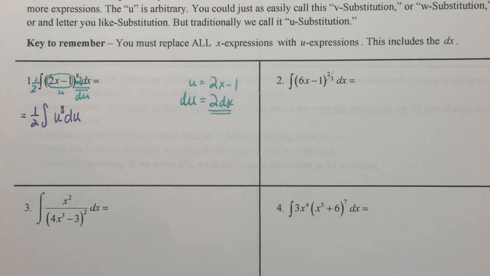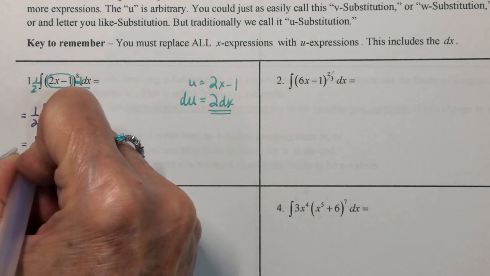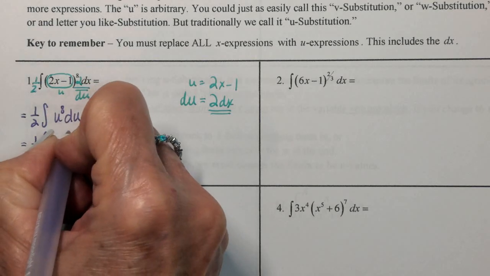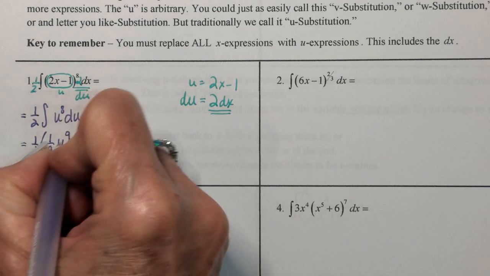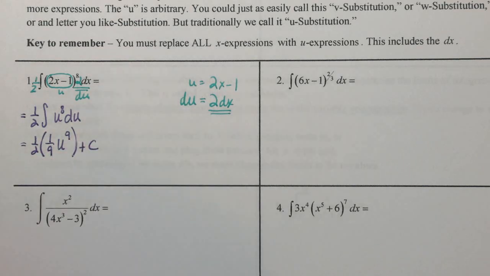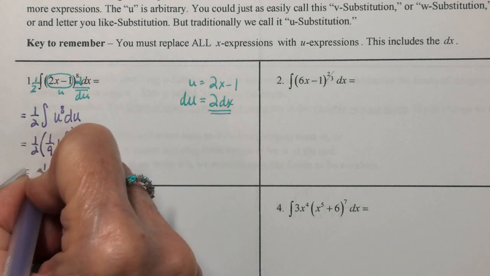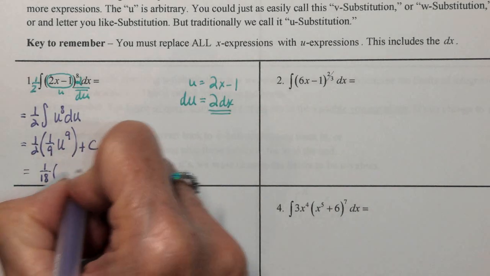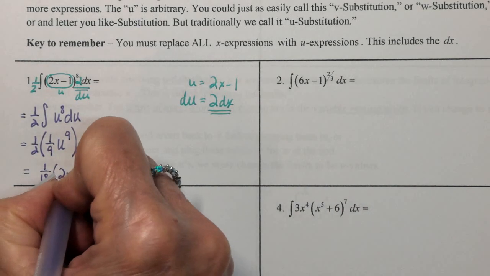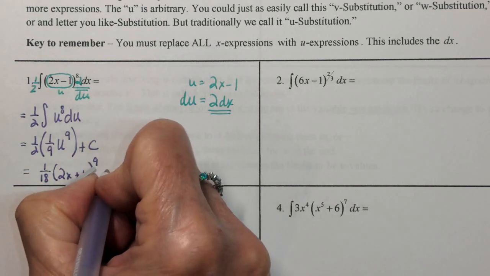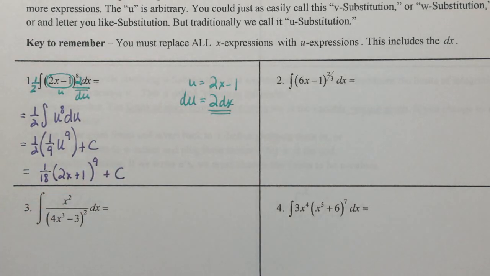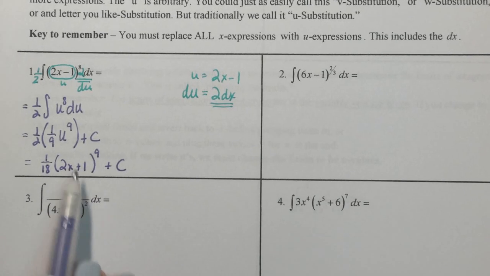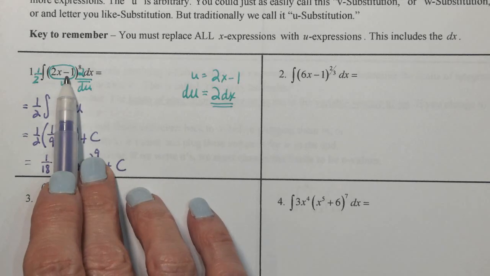And now we can use the power rule that we wanted to use from the get-go. So 1/2, raise your power by 1, divide by your new power, plus c. So that's going to be 1/18. And now I can go back to what u was equal to. U was equal to 2x minus 1. And there's my answer. If we take the derivative of this, we do get that.